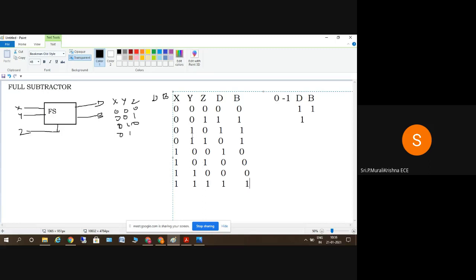Okay, now take the K maps for D and B. So take the K maps for D and B. So check the D here.